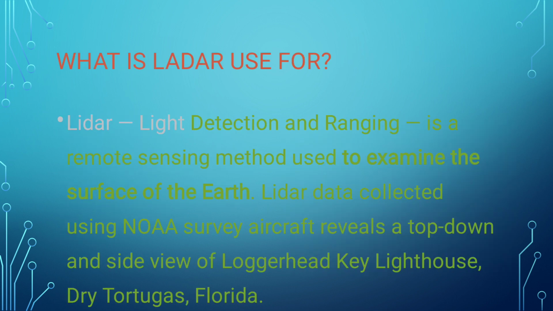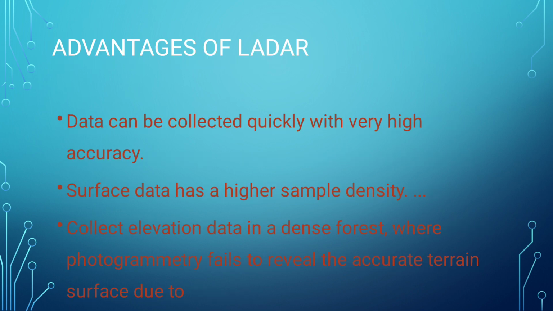What is LiDAR used for? LiDAR, light detection and ranging, is a remote sensing method used to examine the surface of the Earth. LiDAR data collected using NOAA survey aircraft were released as a top-down and side view of Loggerhead Key Lighthouse, Dry Tortugas, Florida. Advantages of LiDAR: data can be collected quickly with very high accuracy.